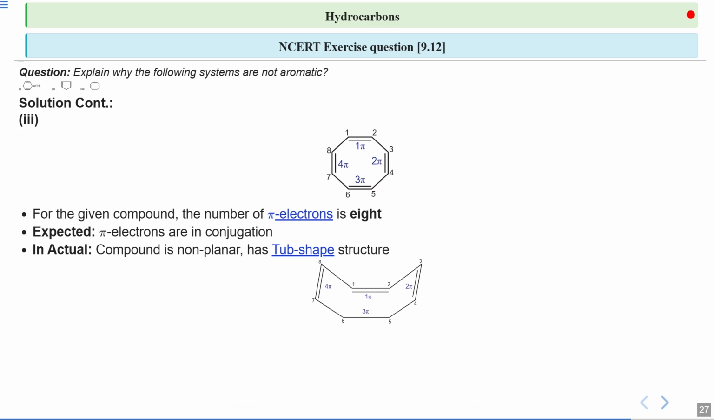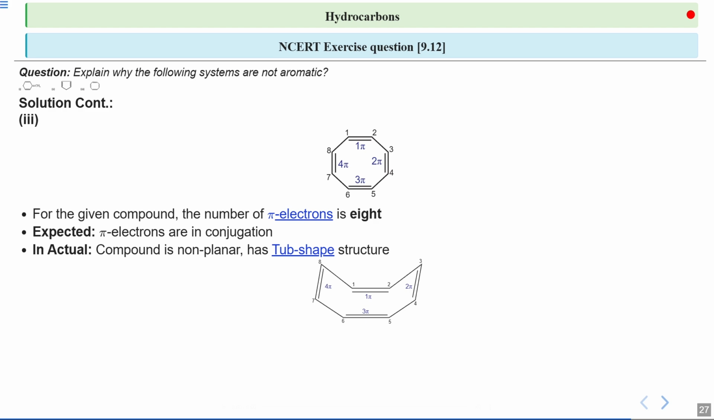Now, why is it forming a tub-shaped structure, not a planar one? Because if it were planar, the first 3 criteria would be met for the given compound. But the 4th criterion won't be followed because the number of pi electrons is 4n pi and not 4n plus 2 pi. Due to this, the compound would be anti-aromatic. To avoid this anti-aromaticity, it becomes non-planar.